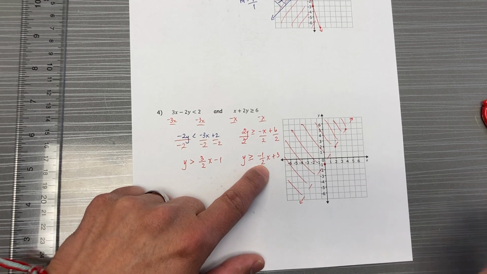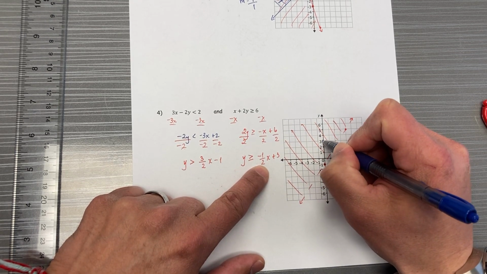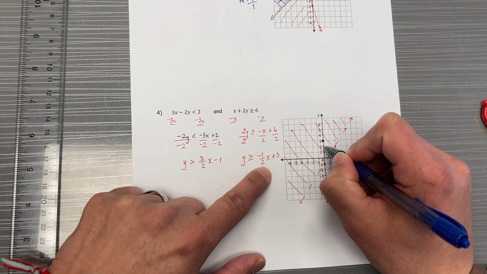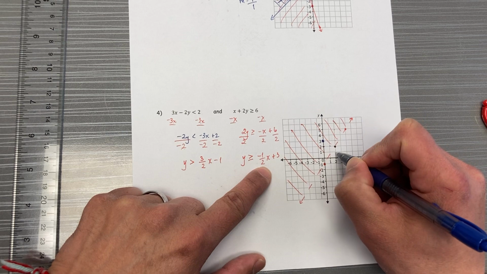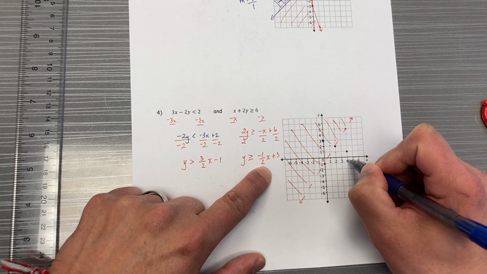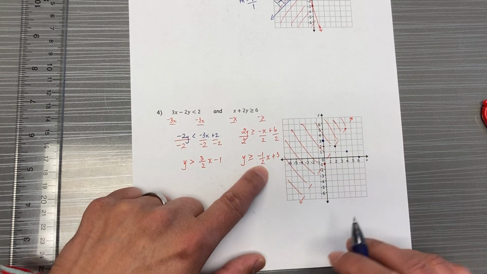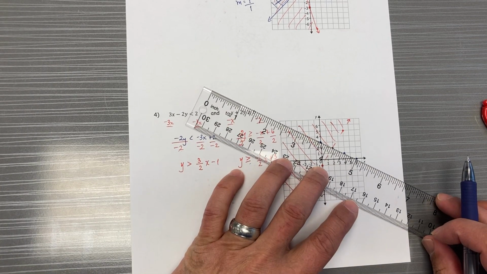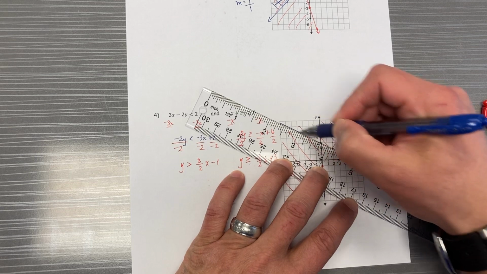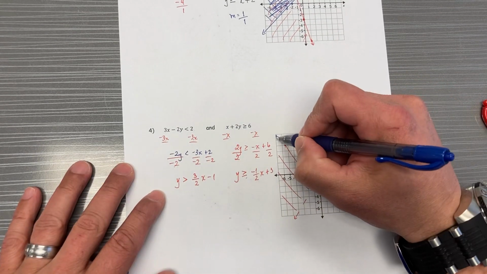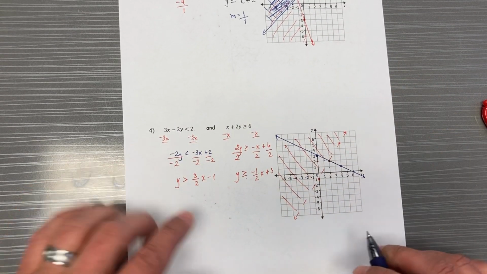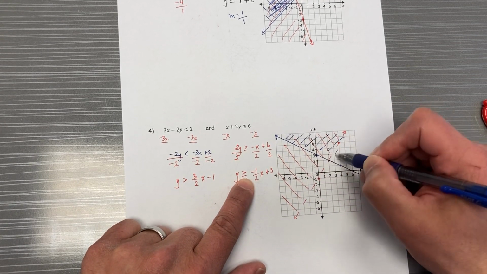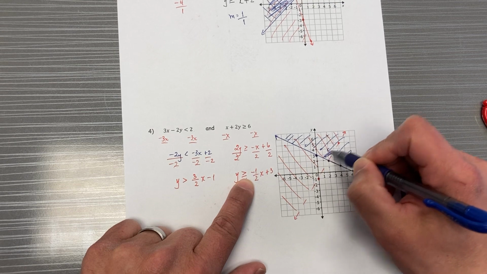We're going to start at positive 3 on the y-axis. So from this point, we're going to go down 1 to the right 2. Down 1 to the right 2. Down 1 to the right 2. And this is going to be a solid line. Okay, just like that. And then we're going to go ahead and shade it. All right, this is greater than, so we're going to shade above. And then the part that overlaps is right over here.